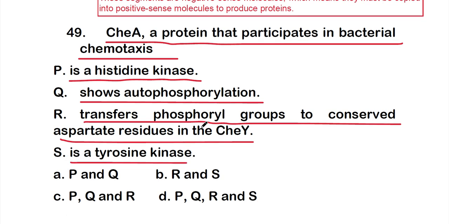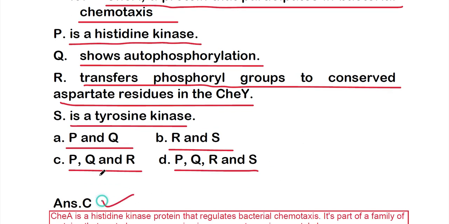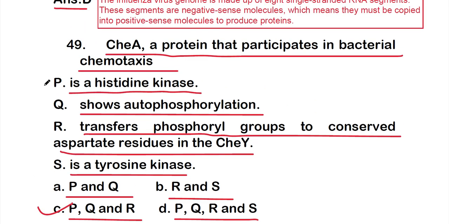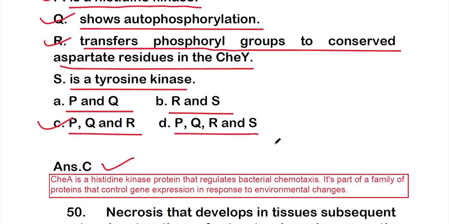So which option about this CheA protein is correct? Option A is P and Q, option B is R and S, option C is P, Q, R, or option D, P, Q, R, S, all options are correct. The right answer is option C, that is PQR. The CheA protein is a histidine kinase, it shows autophosphorylation, and it transfers phosphoryl group to conserved aspartate residue in CheY. So this is the correct one. CheA is a histidine kinase protein that regulates bacterial chemotaxis.